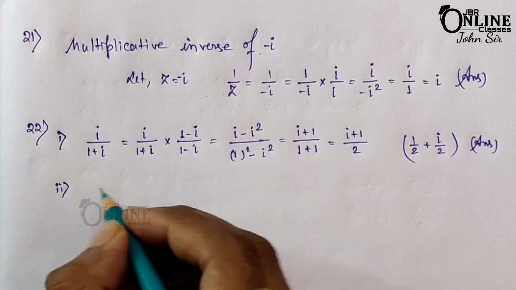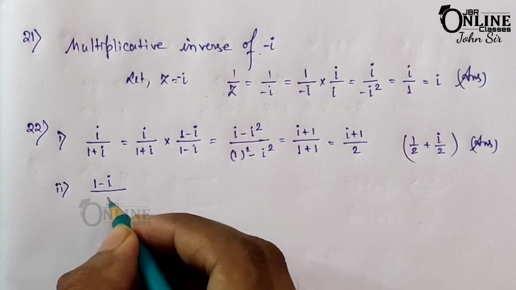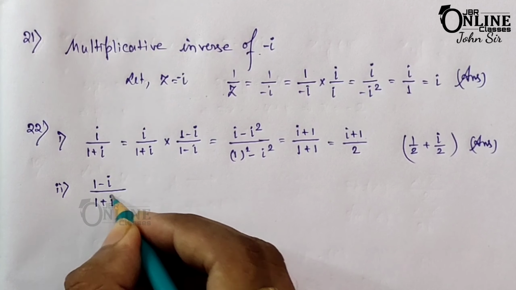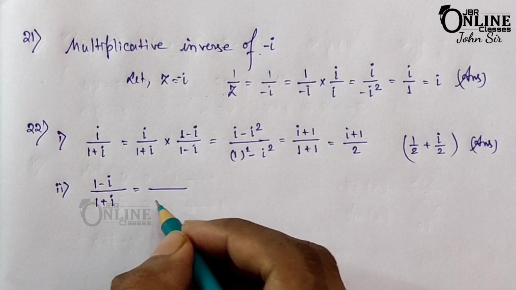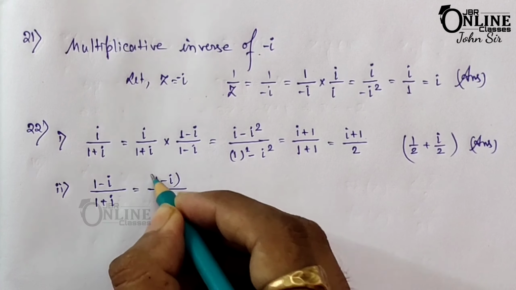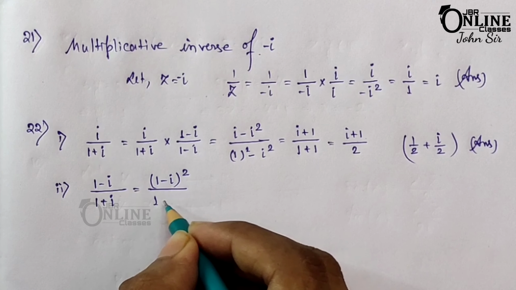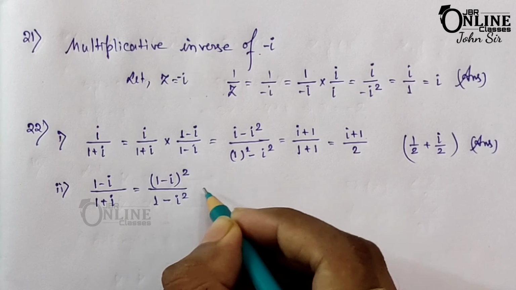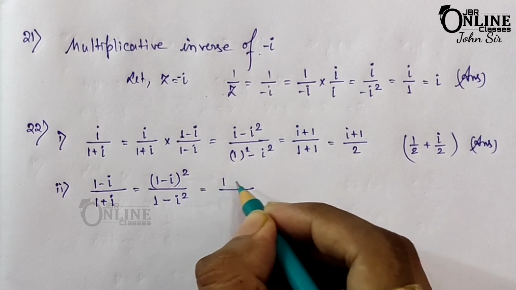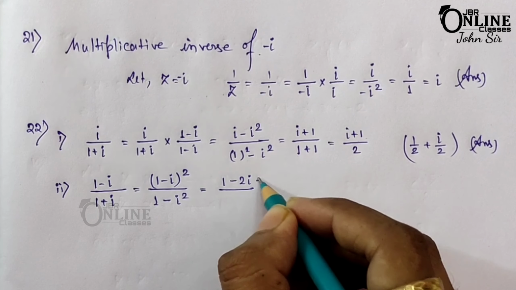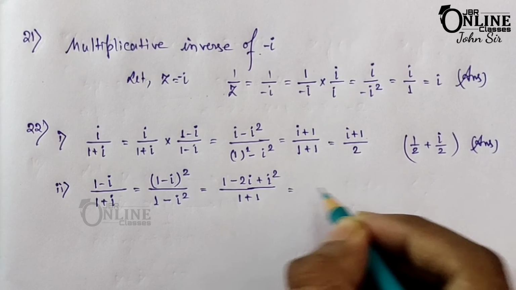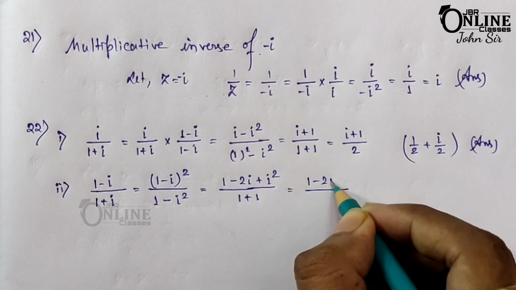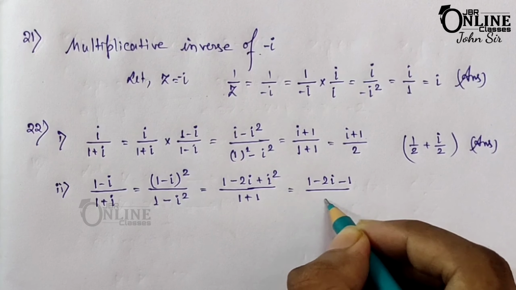Now the next one, 22 2. In the next one you have 1 minus iota by 1 plus iota. So now if you multiply it with 1 minus iota, the upper one will be 1 minus iota whole square and the lower one will be 1 minus iota square. So now it will be 1, then minus 2 iota plus iota square, and here it will be 1 plus 1. In the upper one, 1 minus 2 iota minus 1, and here 2.